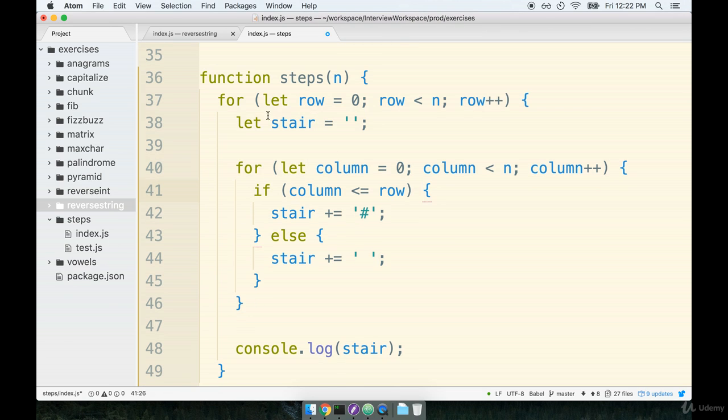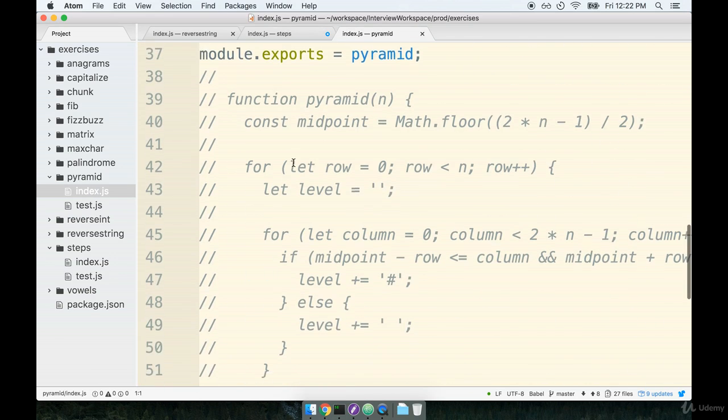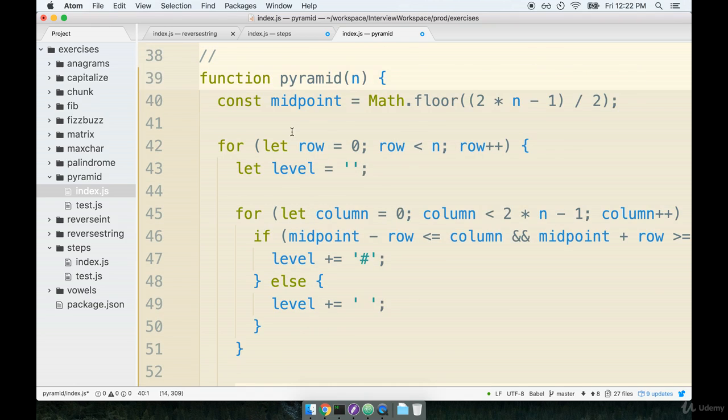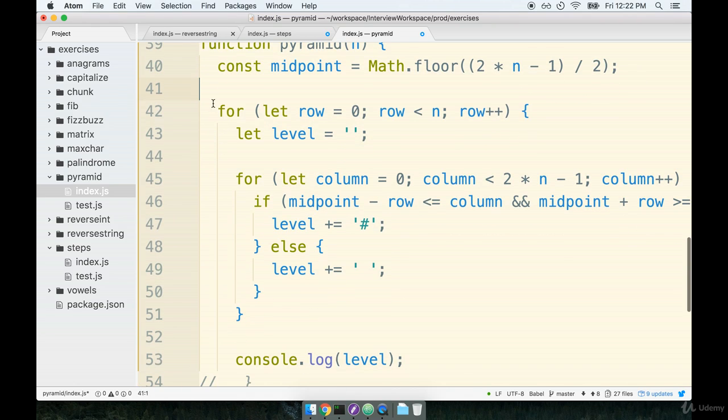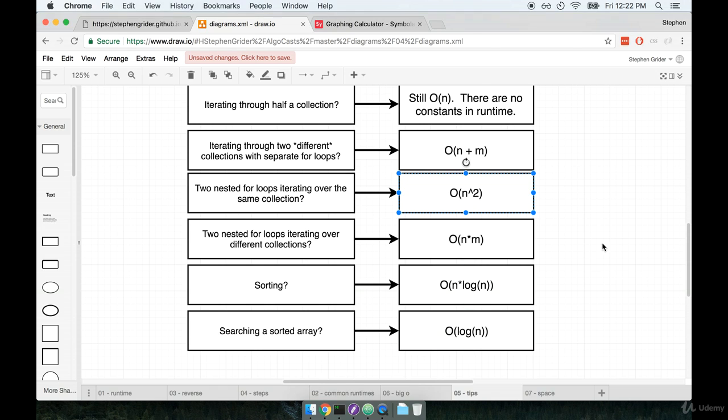Here's the steps algorithm. So we had one for loop right here and a second one nested inside of it. Another great example of this was the pyramid algorithm that we put together. So here's pyramid. Here's the iterative solution right here. And we very clearly had one for loop where we iterated from 0 to some target number, and then inside of that we had another for loop that iterated from 0 to some upper bound up here. So anytime you see these nested for loops, huge red flag, extremely likely that you might have n-squared runtime.